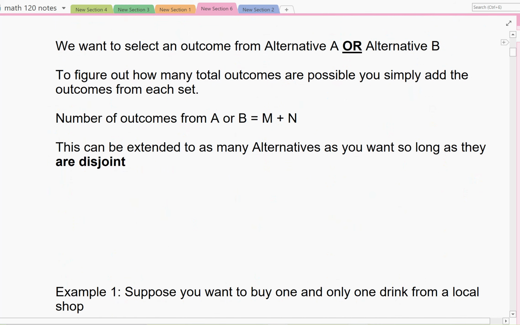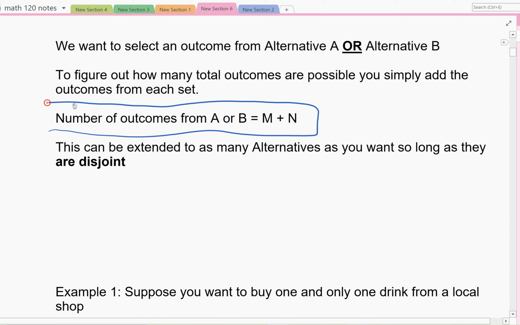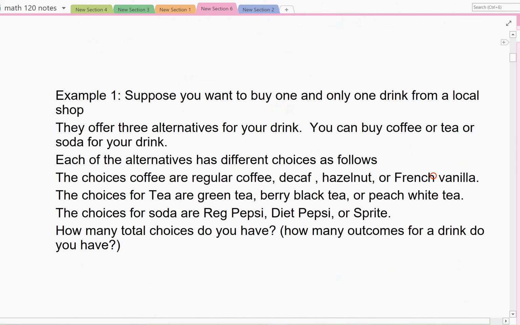If that's the case, and I'm selecting something from alternative A or something from alternative B, I need to figure out how many total possibilities. What's the universal set? How many ways can I choose something from A or B? Well, you just add the two, just like the union rule for disjoint sets. So it's exactly the same thing, just a broader rule. The number of outcomes in A or B is just how many are in A plus how many are in B. There are m choices in A, n choices in B, so m plus n gives me all my alternatives, as long as they are disjoint. So again, that's key.